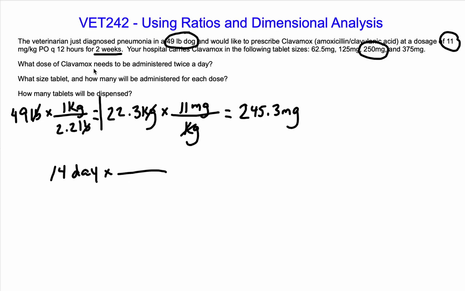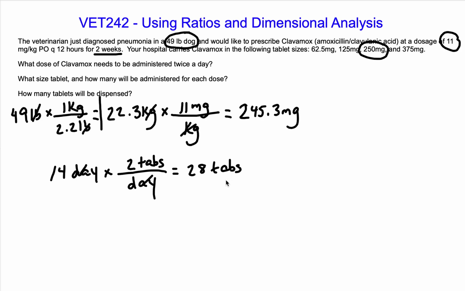And we know we're going to be giving 2 tablets per day, okay? One in the morning and one in the evening. Here we can see how our days cancel out, and that's how we know that we should be multiplying 14 times 2. And that's going to bring us to 28 tabs total.